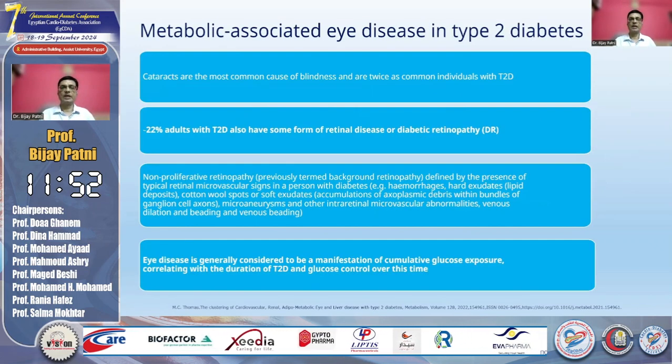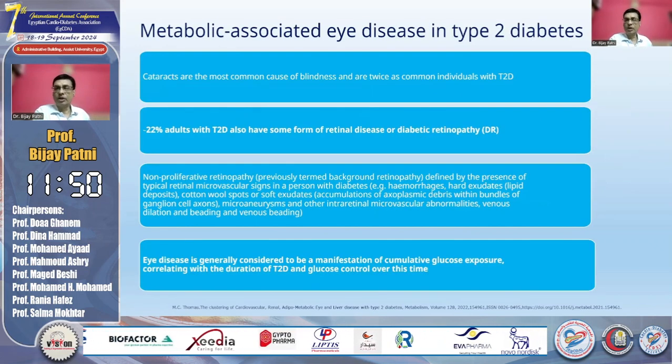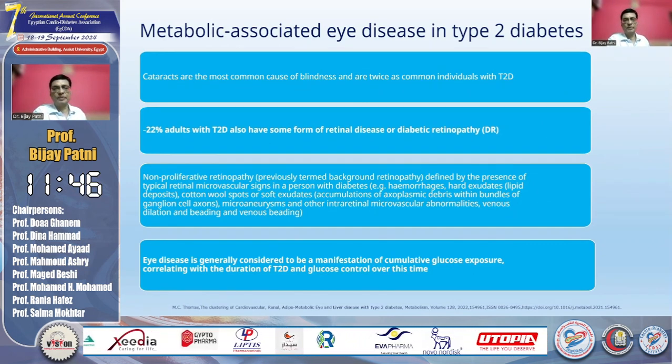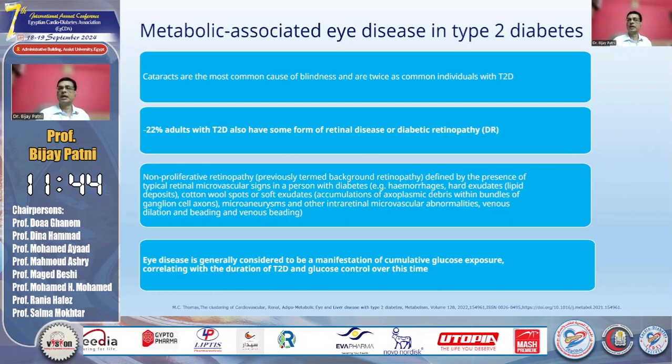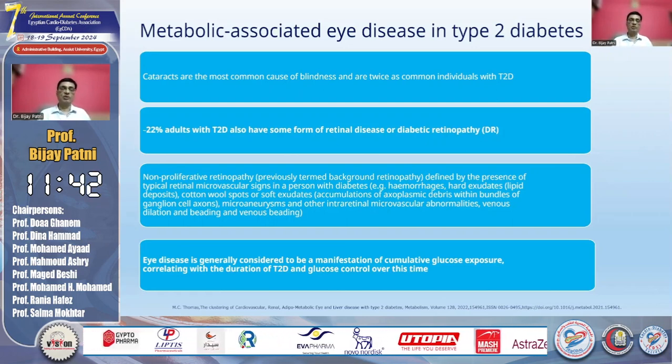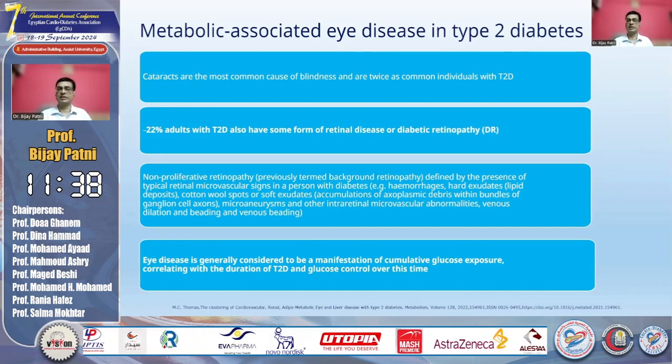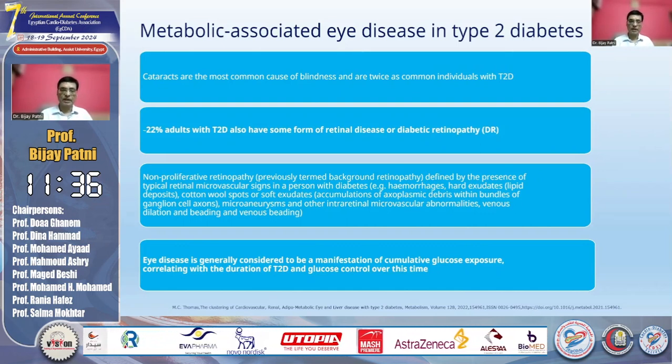Next, we pass on to the metabolic associated eye disease in type 2 diabetes. Cataract is the most common cause of blindness, about twice as common in type 2 diabetes. 22% of adults with type 2 diabetes also have some form of retinal disease or diabetic retinopathy.